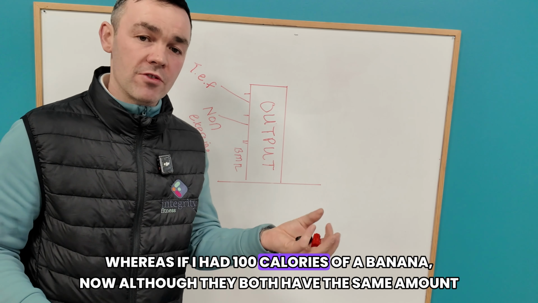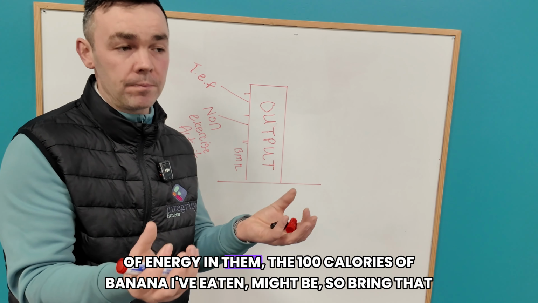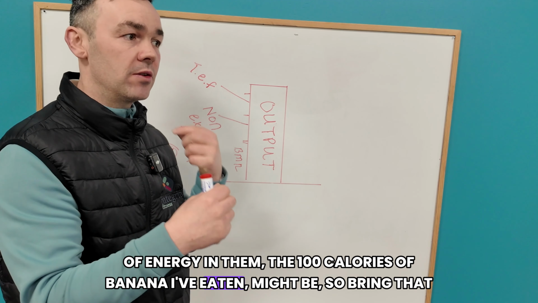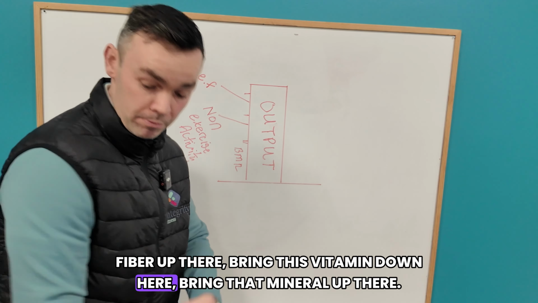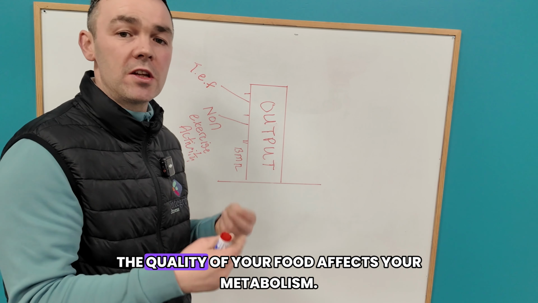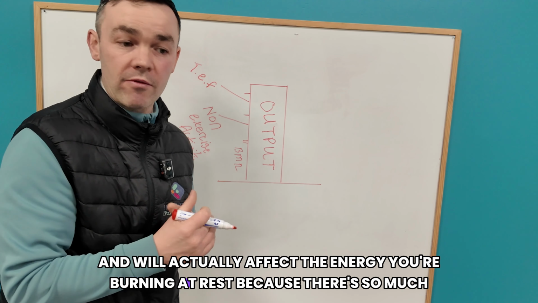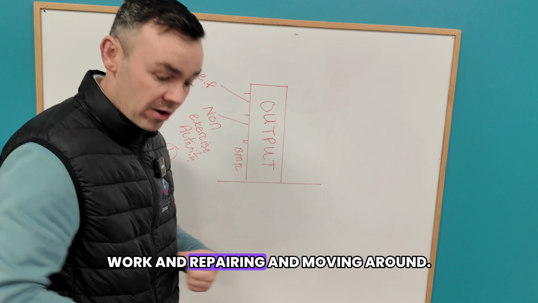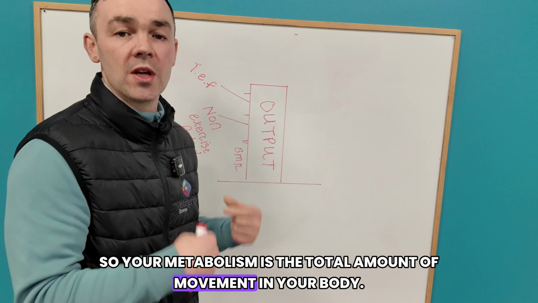Whereas if I had 100 calories of a banana, now although they both have the same amount of energy in them, the 100 calories of banana I've eaten might be fiber. So bring that fiber up there. Bring this vitamin down here, bring that mineral up there. So it raises your metabolism. The quality of your food affects your metabolism and will actually affect the energy you're burning at rest, because there's so much working and repairing and moving around. So your metabolism is the total amount of movement in your body.